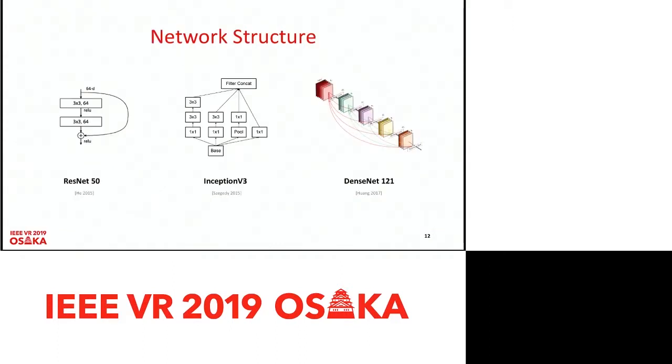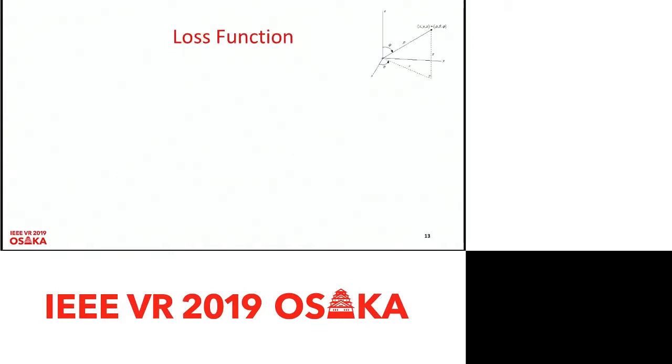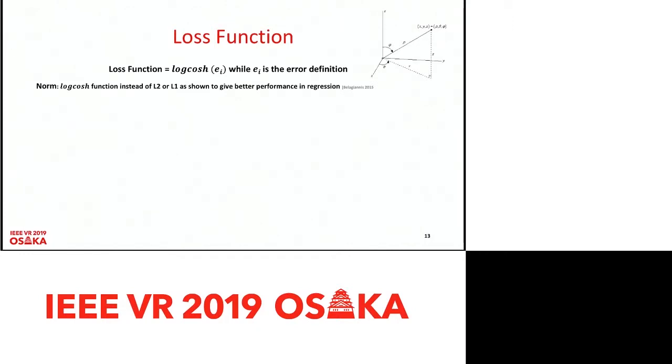For the deep learning, we tested various architectures such as ResNet 50, Inception V3, and DenseNet 121, and evaluated the performance. For the loss function, we utilize a log cosh function instead of the traditional L1 or L2 norm, as it has shown to give better performance in regression problems.